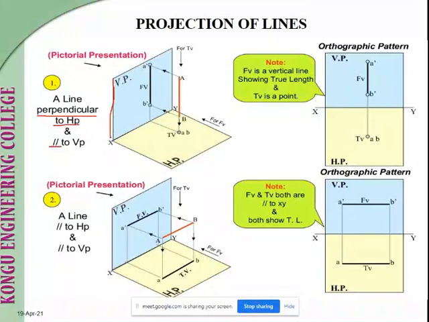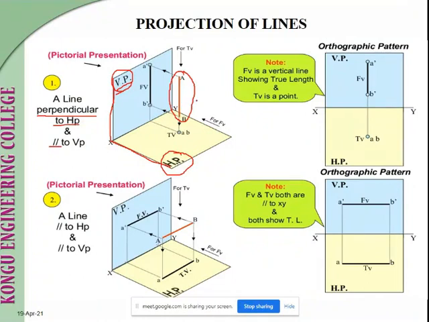This is our first quadrant. The vertical line is called the vertical plane, and the horizontal line is called the horizontal plane. This one is the vertical plane and this one is the horizontal plane. When comparing with HP, the line should be perpendicular. The red colour marked line here is our problem.